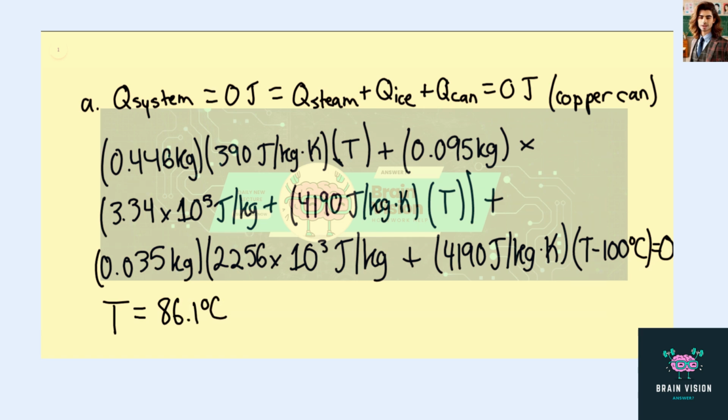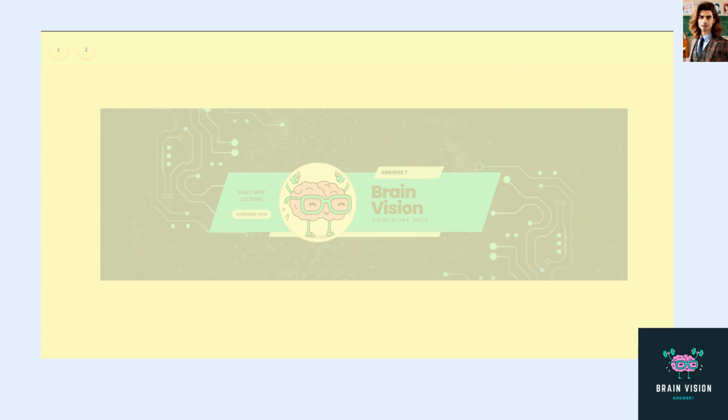Now, this is in between the melting temperature and boiling temperature for water, which means that in this system, all of the steam condensed and all of the ice melted, because if the final temperature is 86.1 degrees, steam nor ice can exist. So for part B, when it's asking how much steam, ice, and water are present, well, we can say no steam nor ice present.